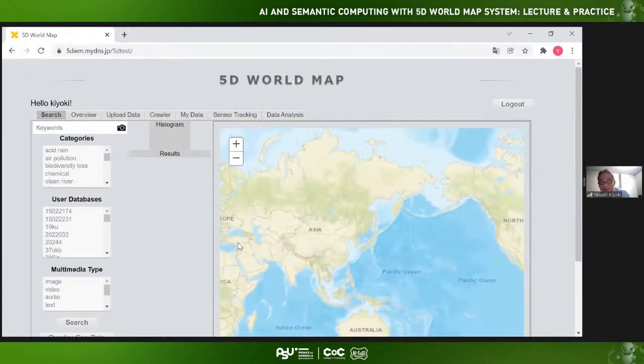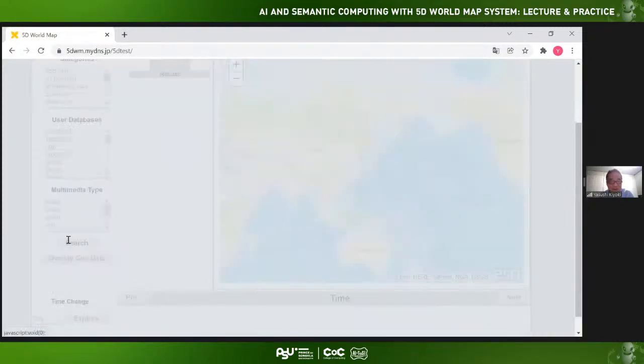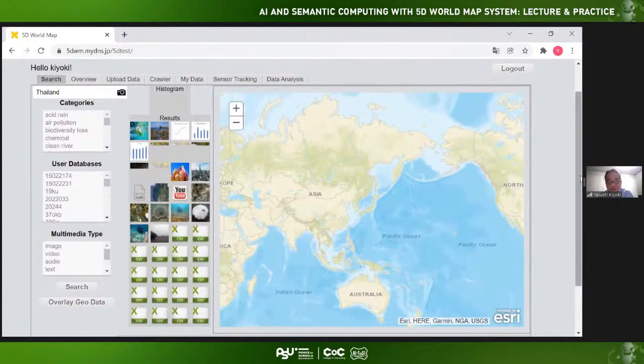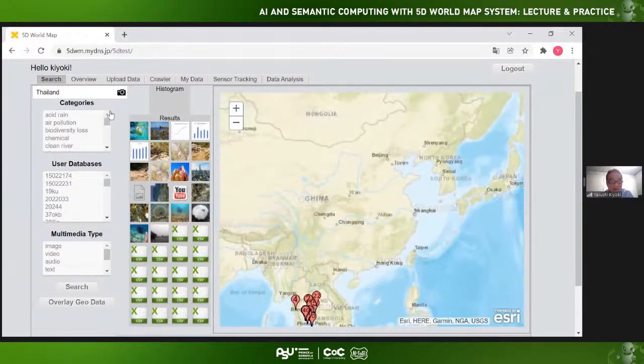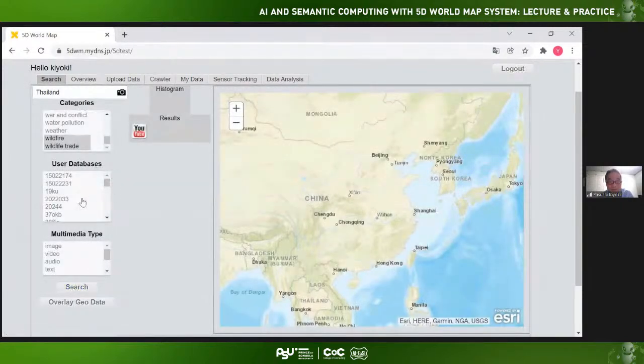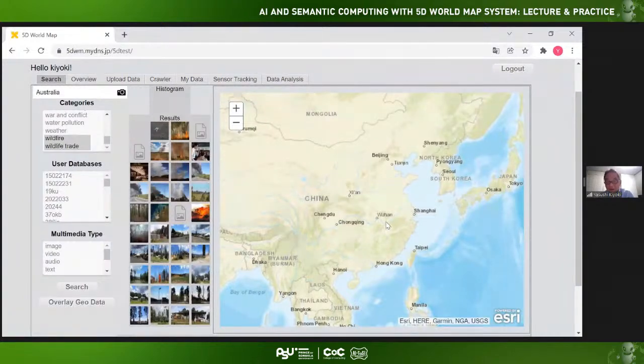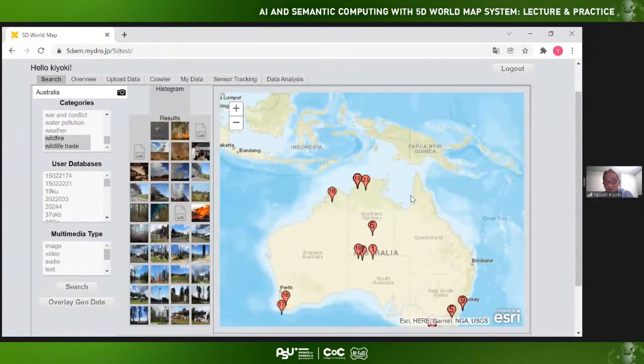So this is the interface of the 5D. Can you see? For example, this is a very simple question: Thailand. We have many data from Thailand, like this. Sometimes you are related to wildfire, Thailand, only one. Like this, and you can find out the wildfire situation about Australia.